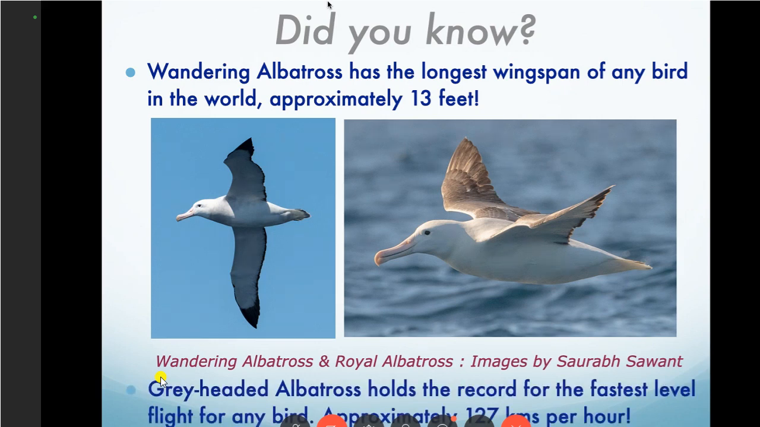Another record over here is held by the grey-headed albatross, which holds the record for the fastest level flight. And by level flight, I mean just flying at one level continuously for some time.